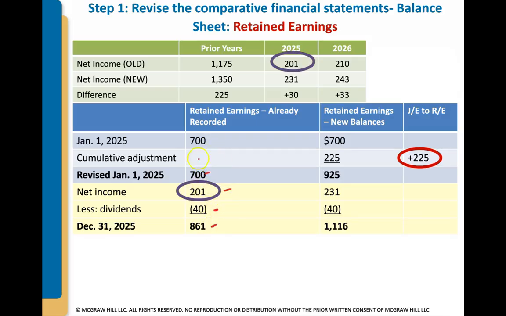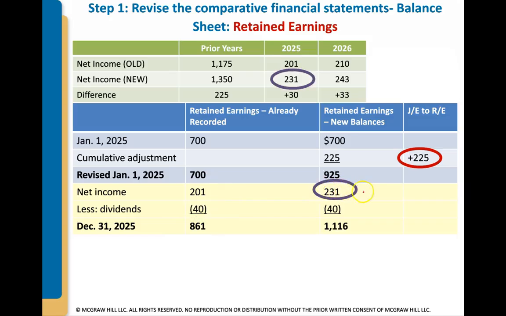So in our old comparative financial statements, our beginning retained earnings was $700. Our old net income was $201. Our dividends were $40. We were told that they paid $40 of dividends every year since 2020. So our ending retained earnings on December 31, 2025 in the past was $861.